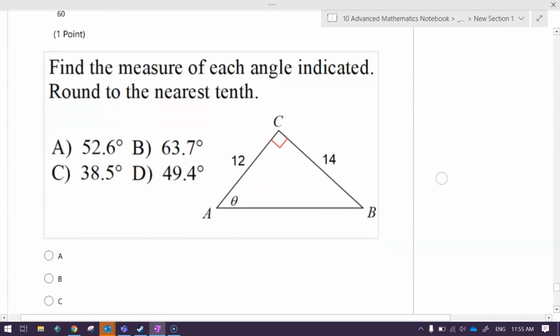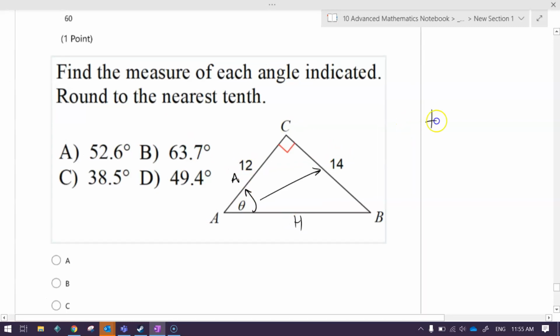One more of these. Opposite. Touching it, but not the hypotenuse, is the adjacent. This is the hypotenuse. So I've got an opposite side and an adjacent side. I need tan. Tan of theta equals 14 over 12.